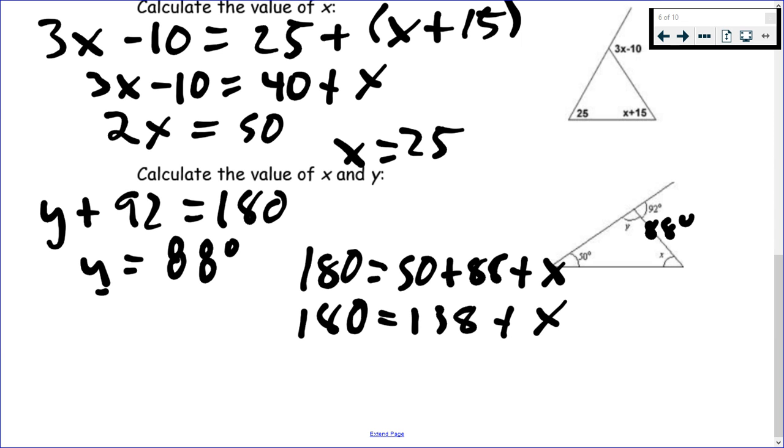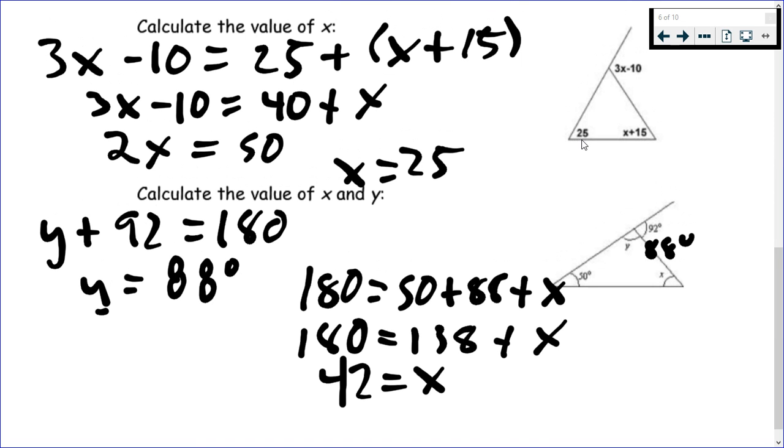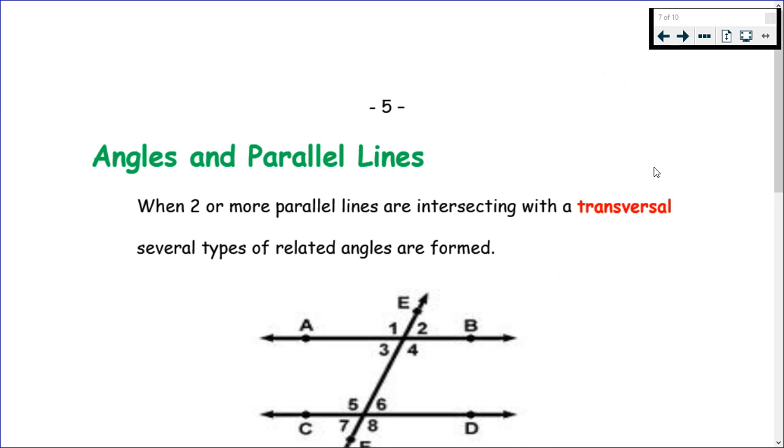180 minus 138. I am going to grab my calculator for that one. I think it's like 42. Is 42. So x is 42 and y is 88. So these are just the type of questions we can answer using knowledge we already have about solving equations and using the new things we've learned about the properties of angles and triangles.